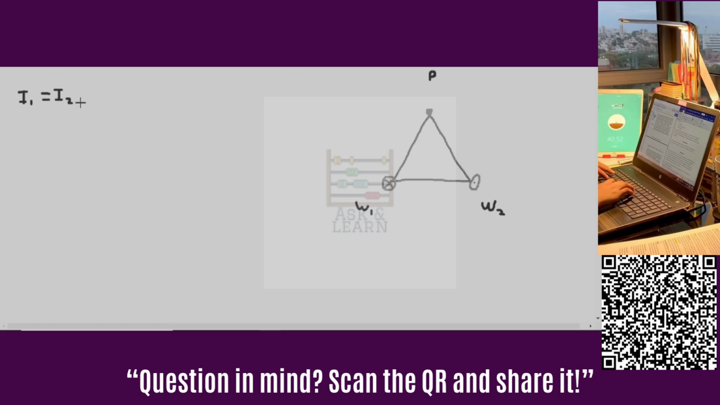We also know the distance between all three of these is the same. So the distance from wire 1 to P is the same, the distance from wire 1 to wire 2 is the same, and the distance from wire 2 to P is the same. So that tells us that we have an equilateral triangle here, which means that each angle has to be 60 degrees, which gives you a total of 180. So each of these has to be 60.